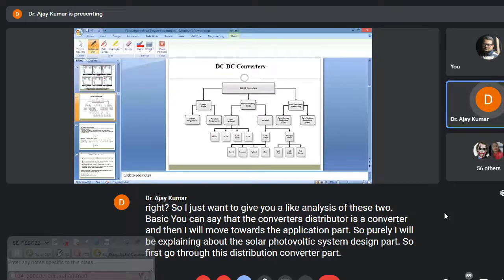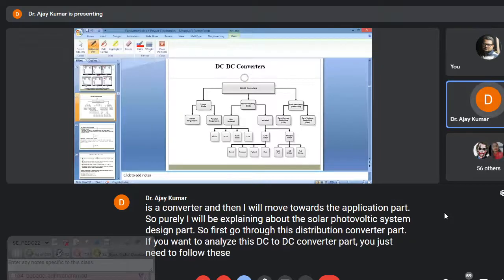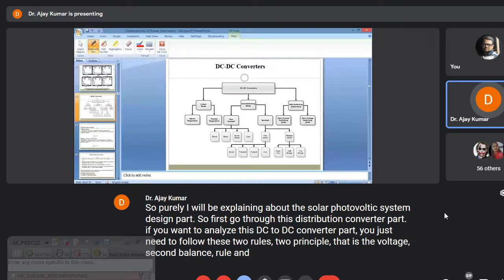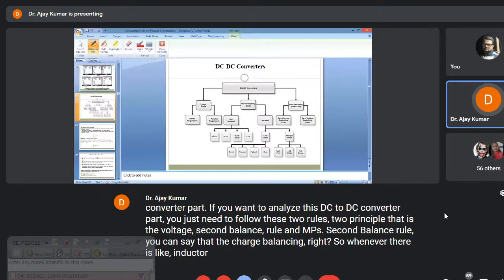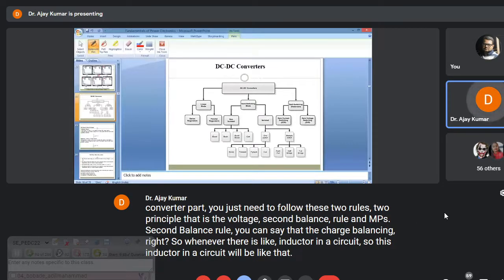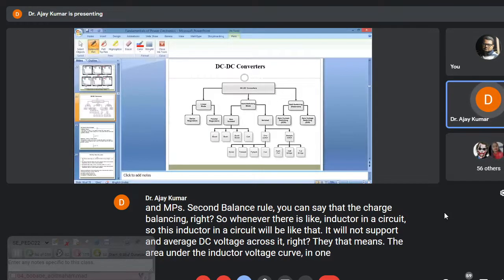If you want to analyze the DC to DC converter, you just need to follow two principles: the volt-second balance rule and the ampere-second balance rule, or you can say the charge balance rule, right? Whenever there is an inductor in a circuit, it will not support an average DC voltage across it, right? That means the area under the inductor voltage curve in one single period will be equal to 0.